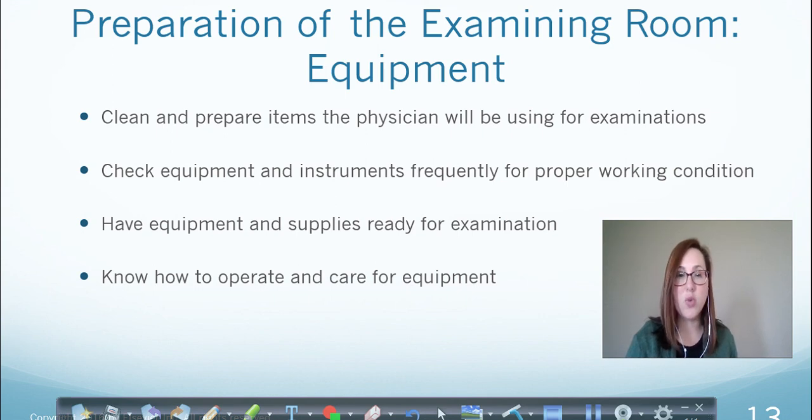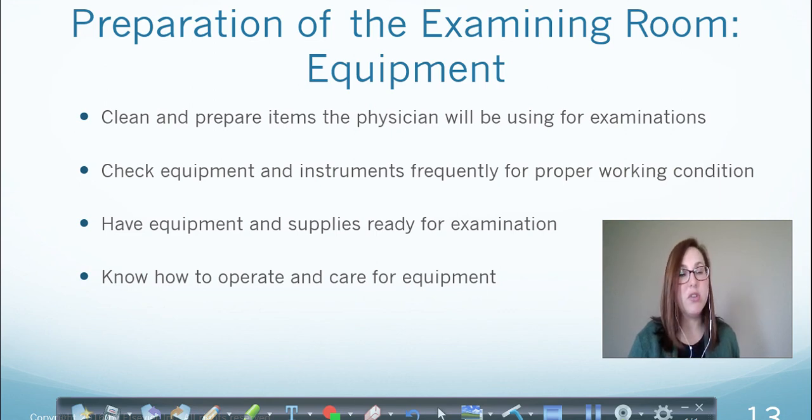Maybe you have that equipment in the room already, and it's important for you to know how to operate and care for the equipment too. So maybe how to change the table paper when it's out, replace those batteries that need replacing, and where to find equipment and things that you need for your day-to-day routine. The doctor might use tongue depressors, alcohol wipes, all those things that you see in an office.